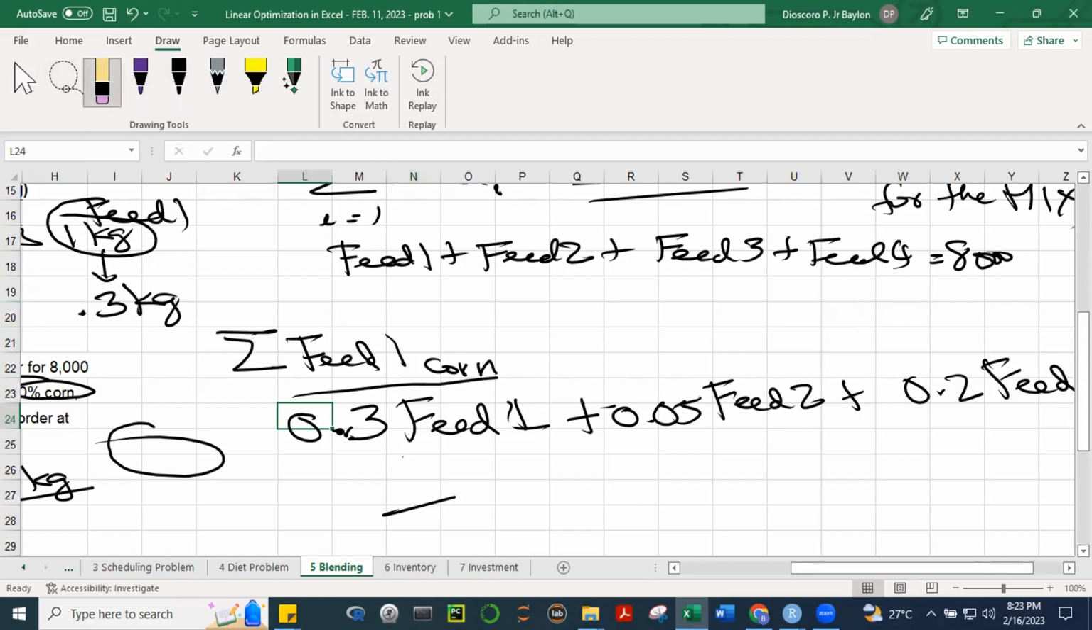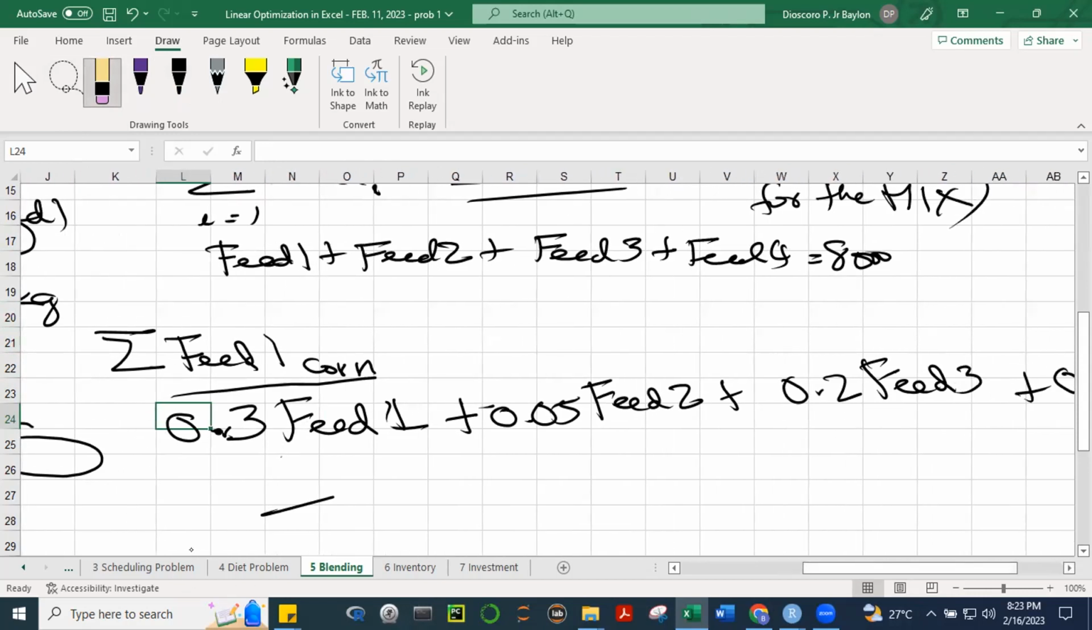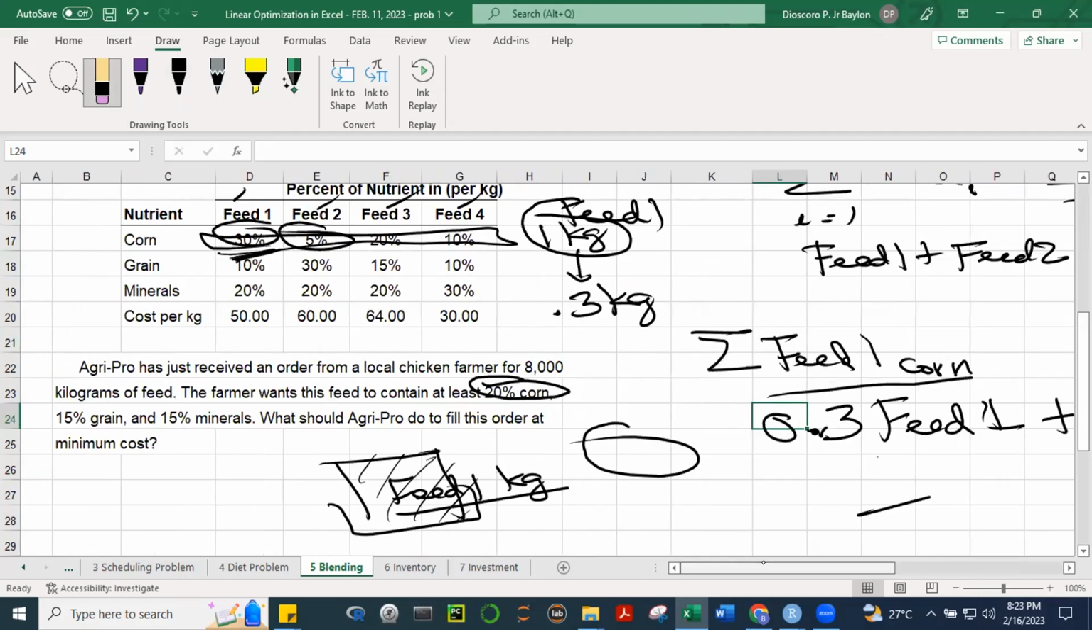All right. So, what's this, class? Sir, that's the total kilograms of corn. Okay, that's the total kilograms of corn that will be present in the mixture, right? Because the mixture is feed 1 plus feed 2 plus feed 3 plus feed 4, right? We're going to combine them. So this is the total corn that will be present in the mixture. But what's the constraint here? What's the constraint, class?